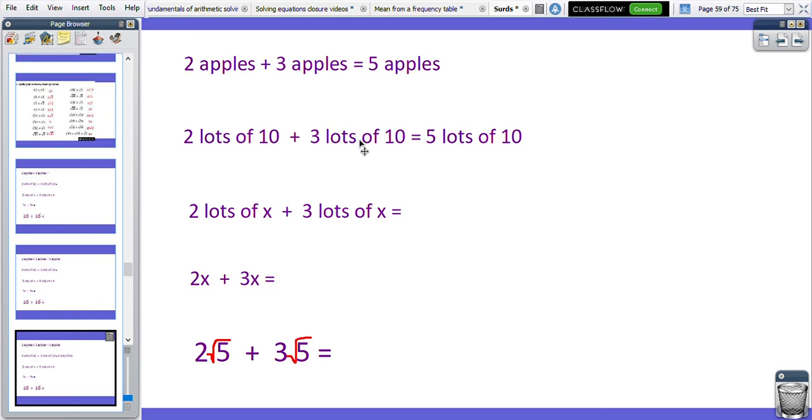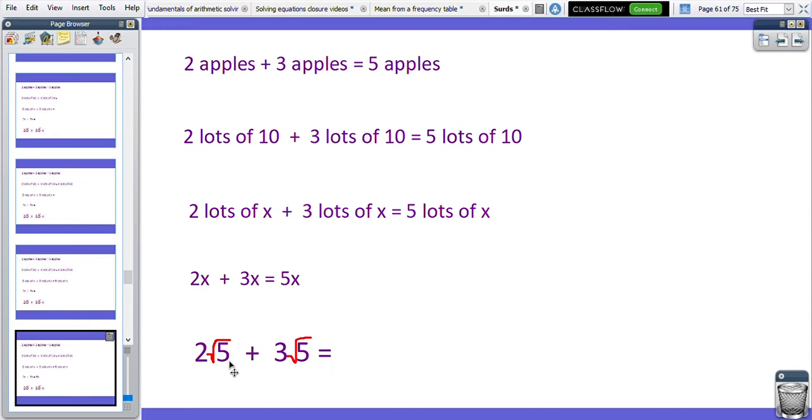Let's say I had 2 lots of x plus 3 lots of x. When I add together lots of x's, I get 5 lots of x's. So I'm adding together these two initial numbers. 2x plus 3x would give me 5x. So hopefully we're getting the idea. Surds are absolutely no different to anything that we've counted in our life. We've counted apples, we've counted numbers, we've counted algebraic expressions. When you count surds, you count them in exactly the same way as you've always done.